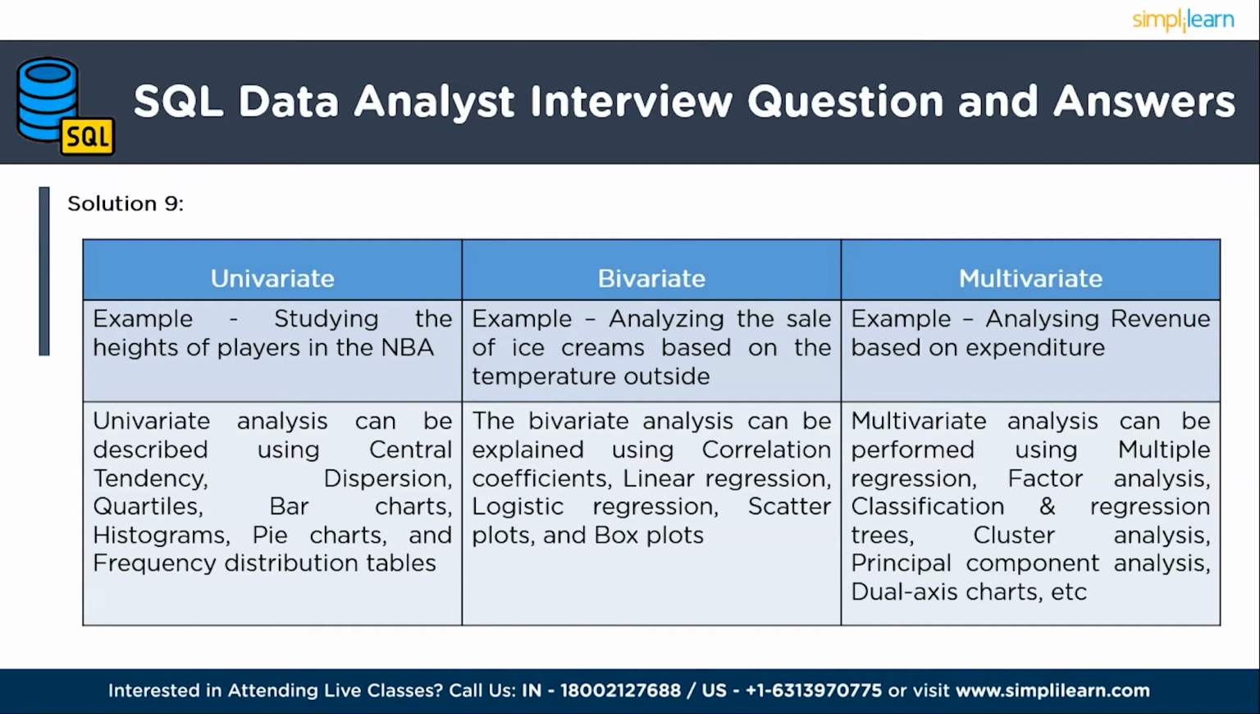Now talking about multivariate analysis. Multivariate analysis involves the analysis of 3 or more variables to understand the relationship of each variable with the other variables. Example, analyzing revenue based on expenditure. Multivariate analysis can be performed using multiple regression, factor analysis, classification and regression trees, cluster analysis, principal component analysis, dual axis charts, etc. So this was all about the 3: univariate, bivariate and multivariate analysis.